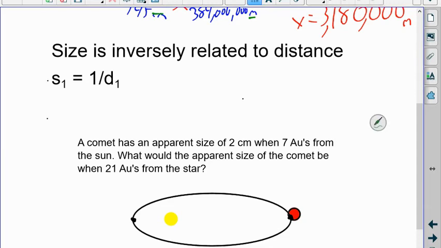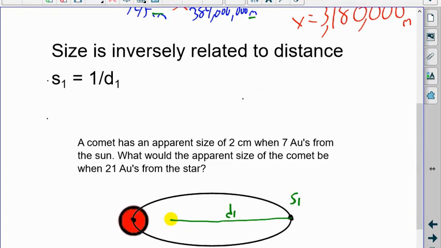So in other words, if I call this D1, this would be S1. And then coming over here, if I call this D2, this would be S2. And S2, like S1, is inversely related to the distance.